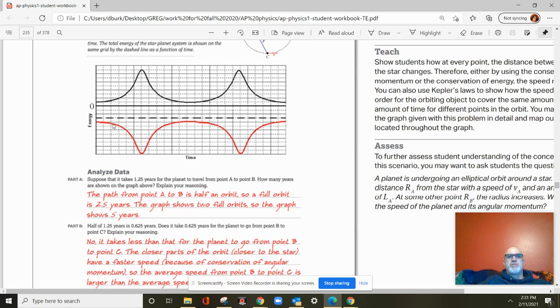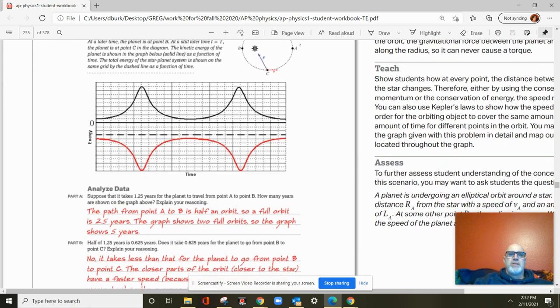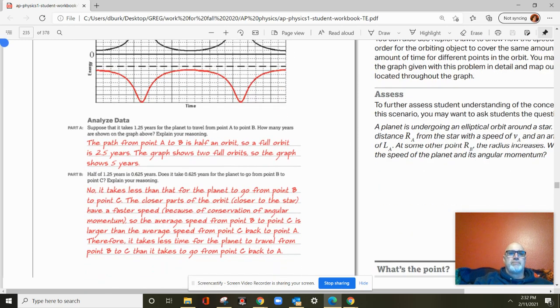So we're at negative potential energy, then it gets more negative, then less negative, then more negative, then less negative. That's our convention for potential energy due to gravity, that it's negative. And when it's less negative, it's bigger.